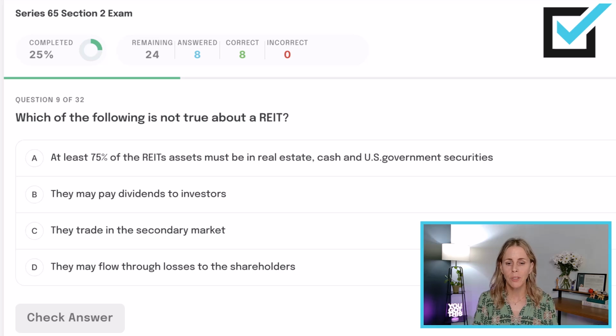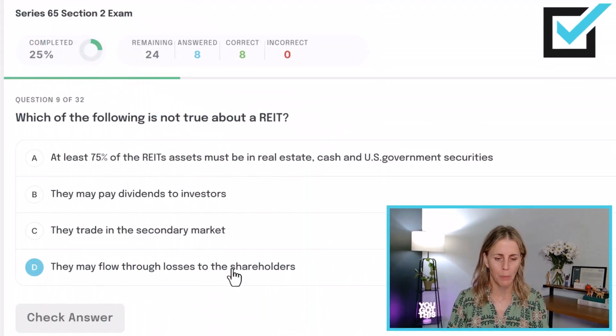Which of the following is not true about a REIT? REIT stands for Real Estate Investment Trust. At least 75% of the REIT's assets must be in real estate, cash, and U.S. government securities. They may pay dividends to investors. They trade in the secondary market. They may flow through losses to the shareholders.